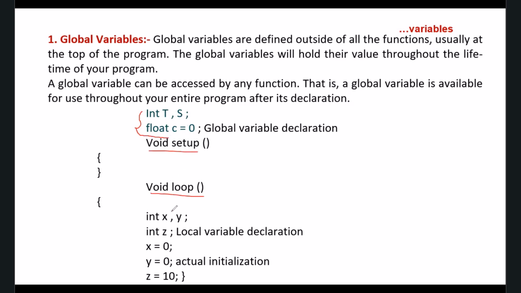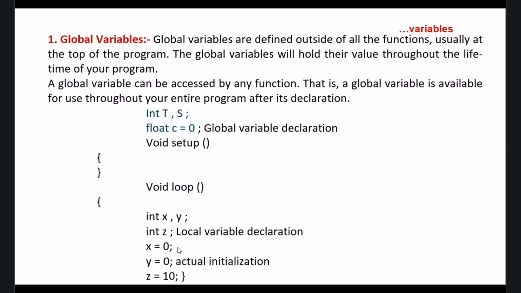Now, inside the void loop, again, we have declared variables like x, y, and z. You need to remember that the variables t, s, and c can be used in any of the functions. Anywhere we can use these three variables in our program, but the variables x, y, and z, because these are local variables, we can use only inside the loop function.